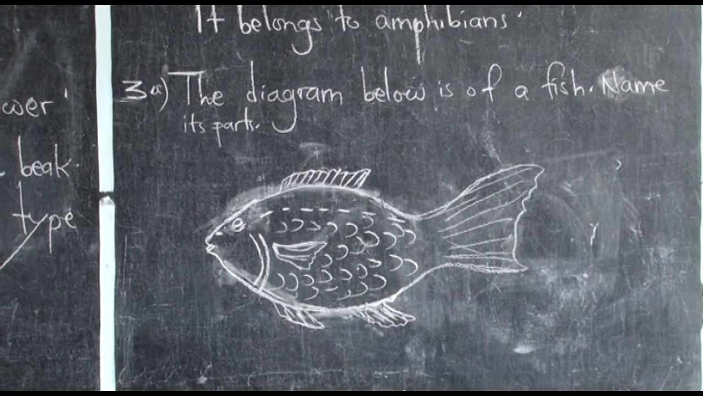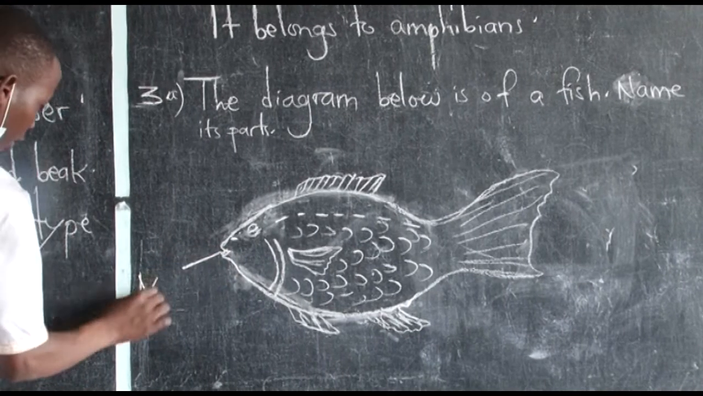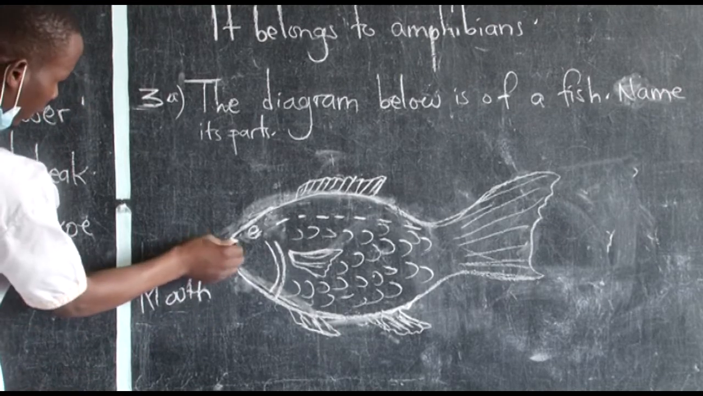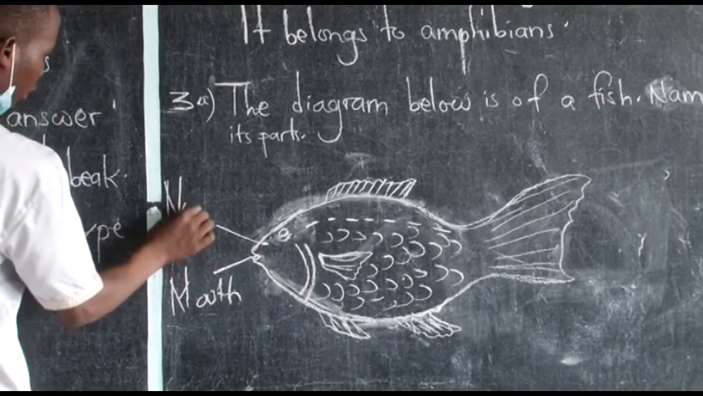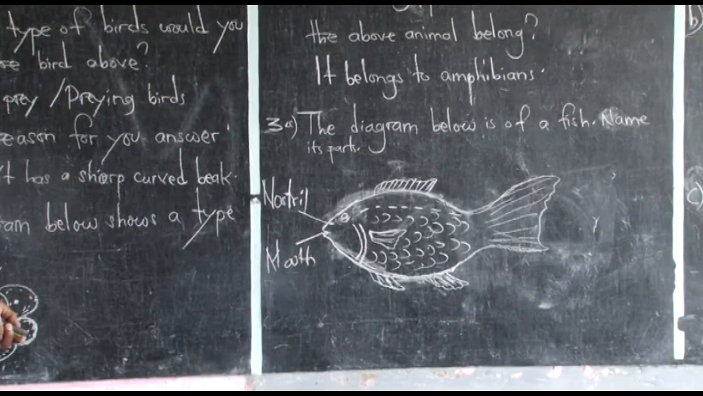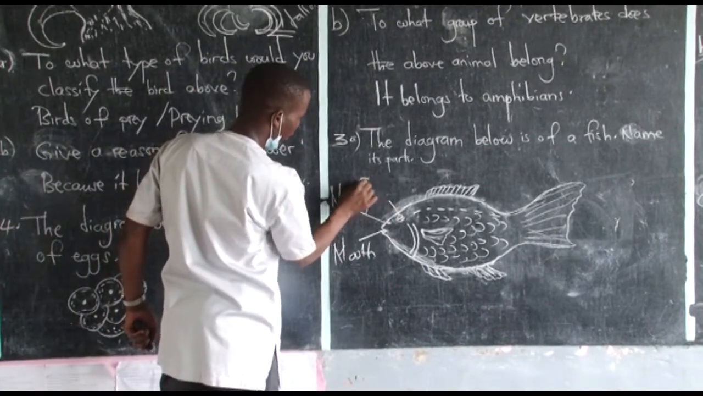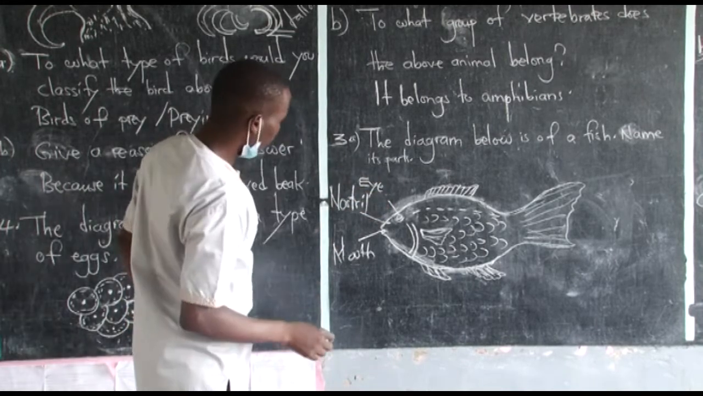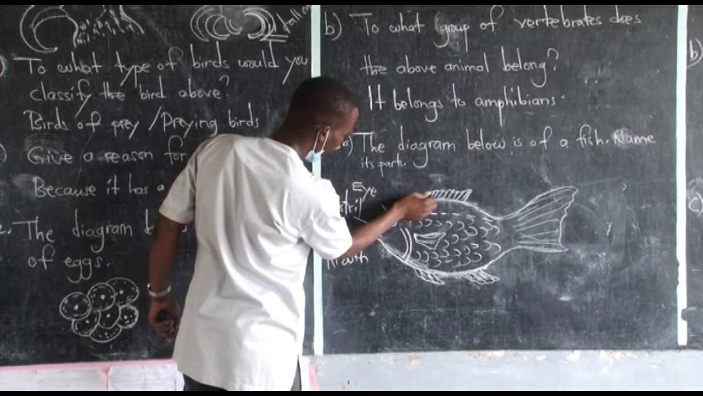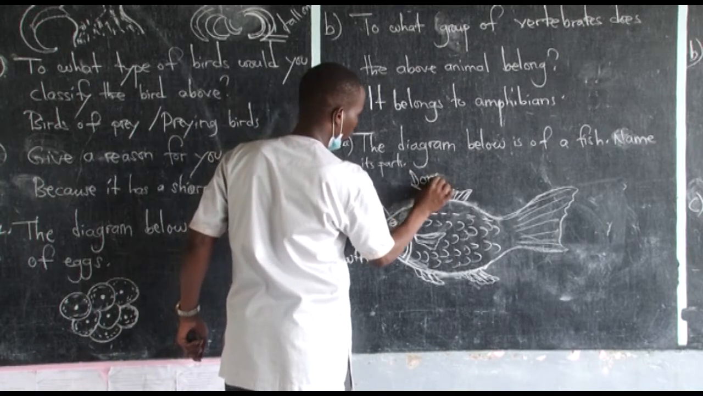If you are to name this, there are different parts we can look at. Simply from here, we can say this is the mouth. Let us look at this nostril. Majorly, there are two nostrils. Then this is the eye. We have this part here. This is the dorsal fin.